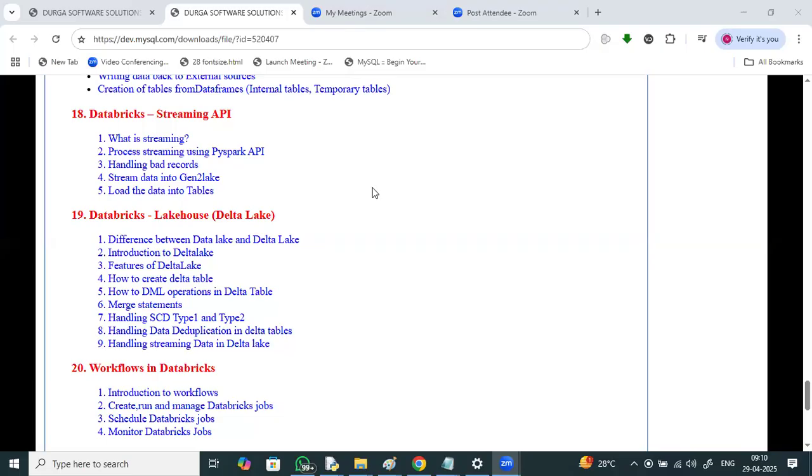If sufficient nodes are available, it will be distributed across those nodes. If the nodes are not available, then, as I just said, in a single system multiple partitions will be stored. It is done automatically. Whatever partitioning happens, everything is taken care of by the Spark framework only. You no need to do anything for that.